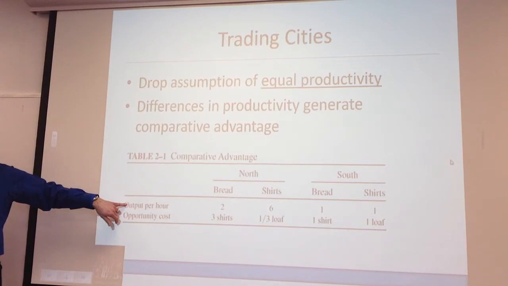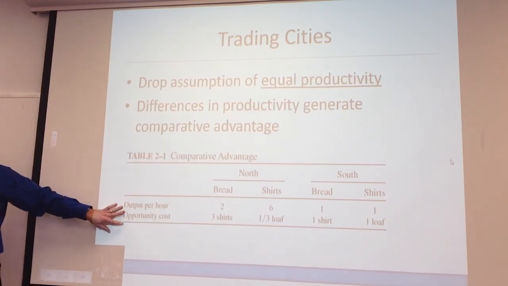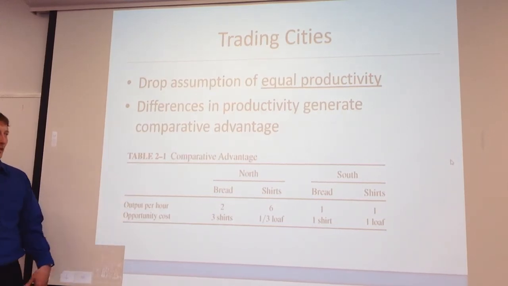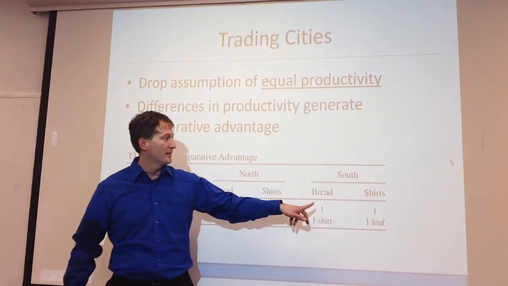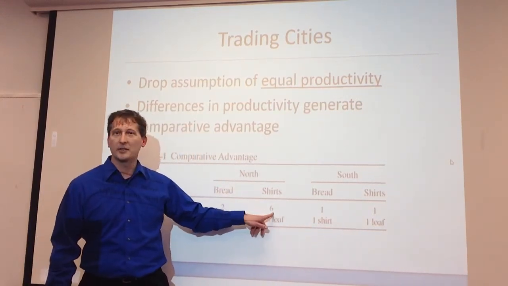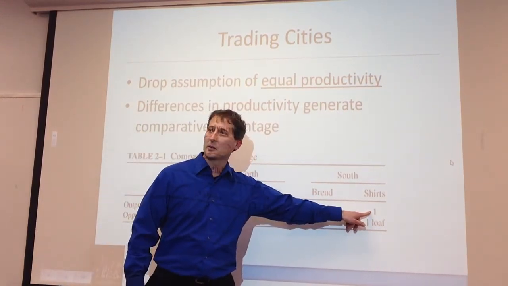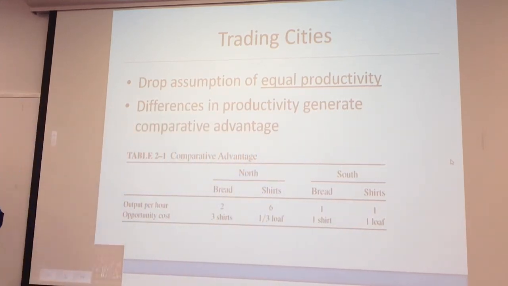What did we call that? There's another name for this advantage. We had comparative advantage, absolute advantage. So the North is better at producing both. Give a North person an hour, they can do 2 bread. South can only do 1. Give the North an hour, they can do 6 shirts. South can only do 1. So they are more productive in both. They have an absolute advantage in production.